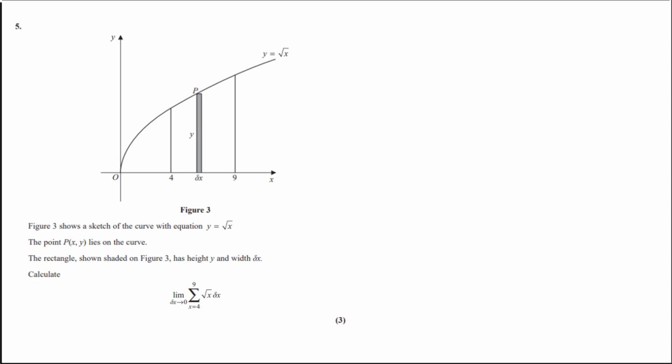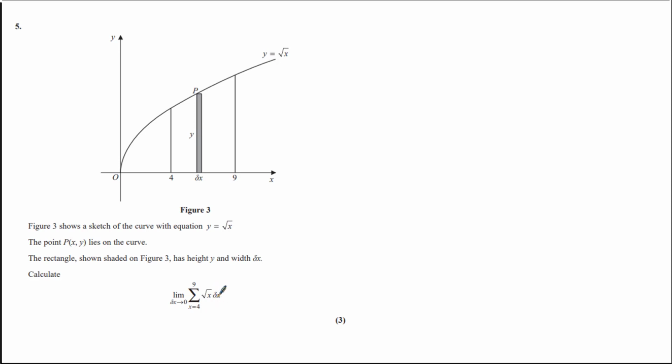Now, given this information, we need to work out what this sum is, and it looks rather complicated, but let's try and break it down. Looking at this term here, we have the square root of x times delta x.